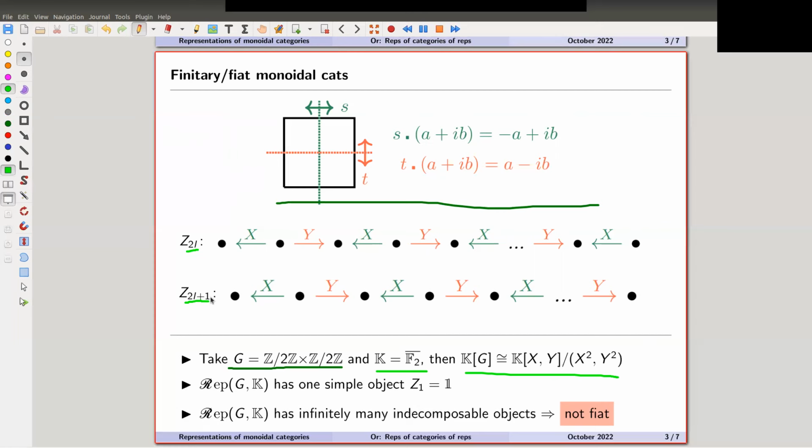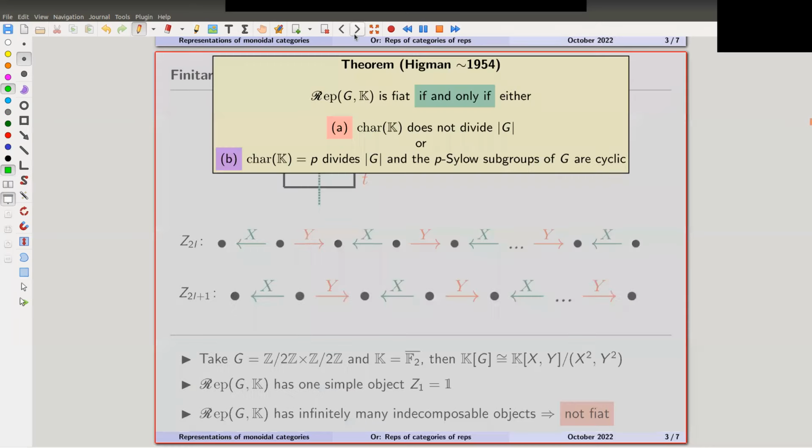In particular, this one doesn't fit into my framework. Okay, and I will show you now a classical theorem which classifies all groups that work. It's a very classical theorem. It's due to Higman. One of the two Higmans studied representation theory. I'm never sure which one. In the 50s, one of them. I'm not sure which one, but it's very simple.